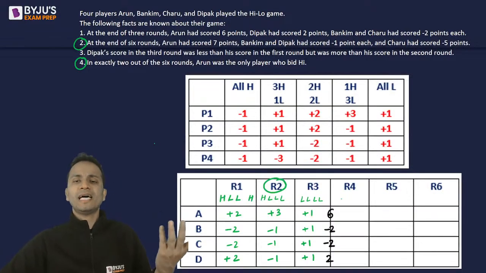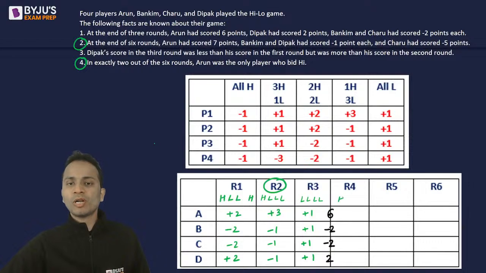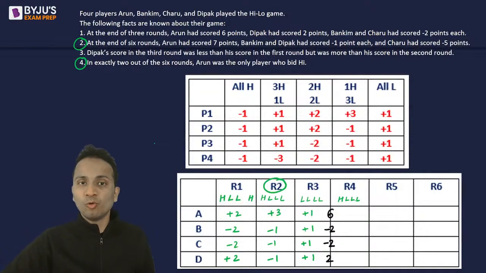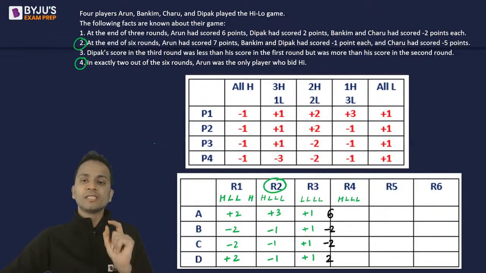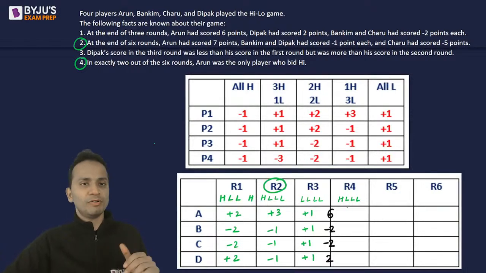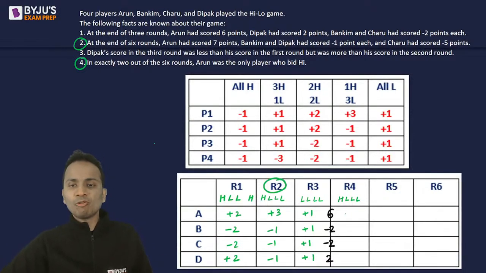Okay, so let's say that is round number 4. So in round number 4, Arun will bid high and the other 3 will bid low. It can be round 5, it can be round 6. Right now I'm just assuming that this is round number 4. I don't know which round it is. So in one of the rounds out of 4, 5, and 6, Arun will be the only player who will bid high. I may later change this, but right now I'm assuming that this happened in round number 4. So in round number 4, Arun will score +3. Others will have -1, -1, and -1.